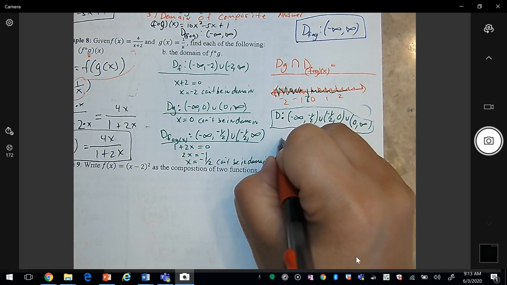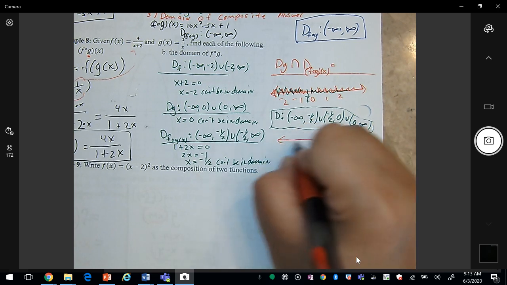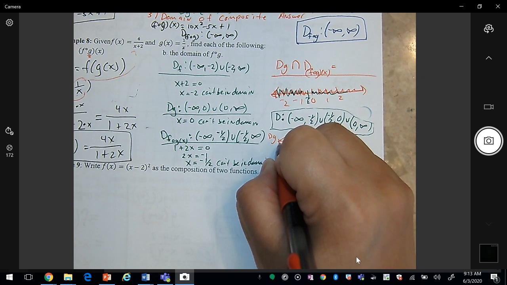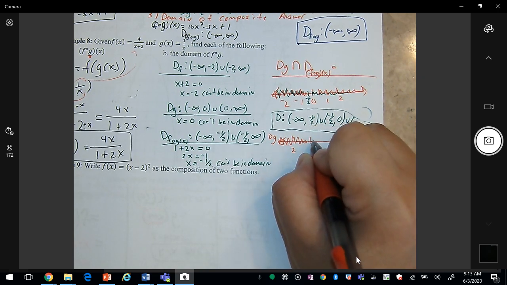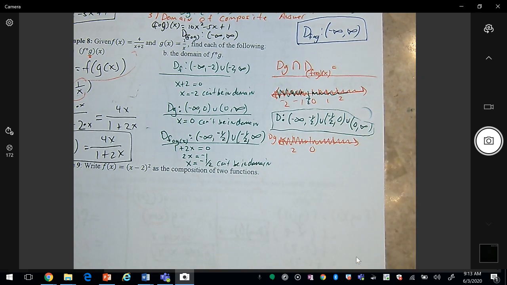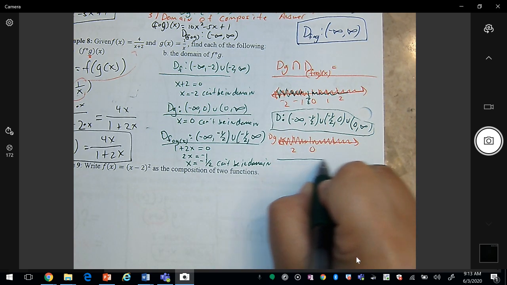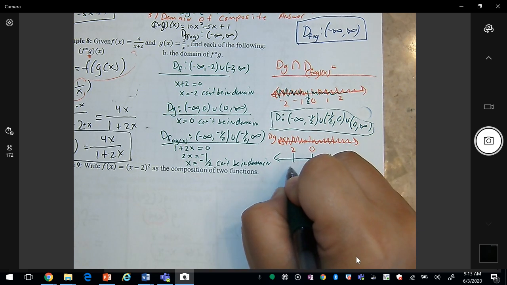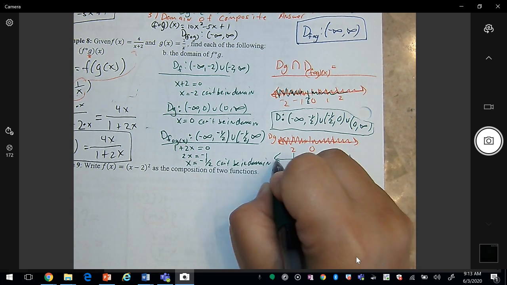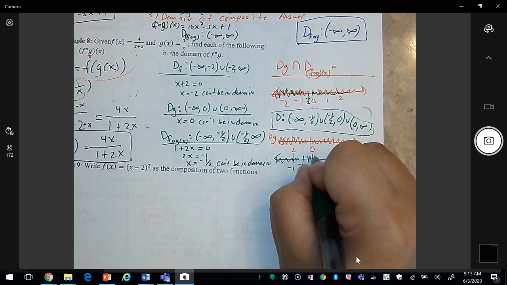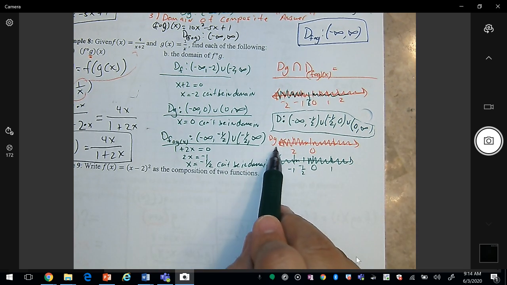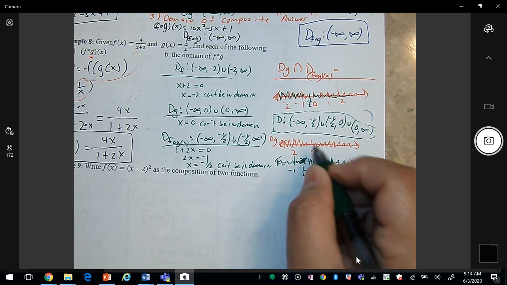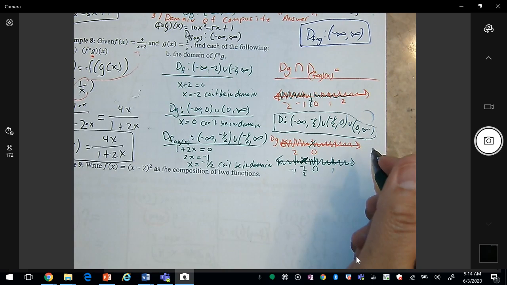Okay, so again, if I draw a better number line here, this is for the domain of g. It's everything except for 0. And then for the composition, it's everything except for negative a half. So we're going to use all of this, but when we get to negative a half, we cannot use it. And then when we get to 0, we cannot use it.